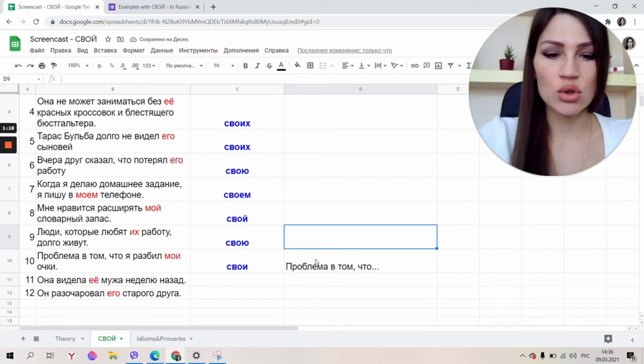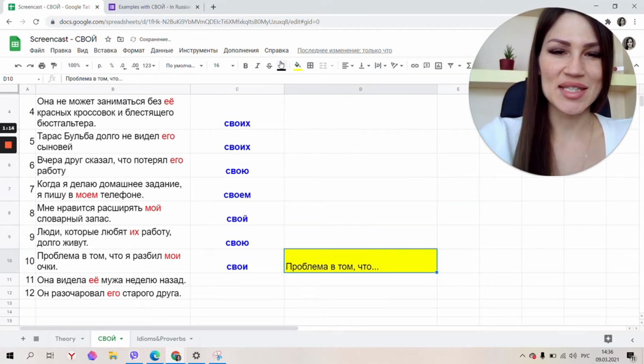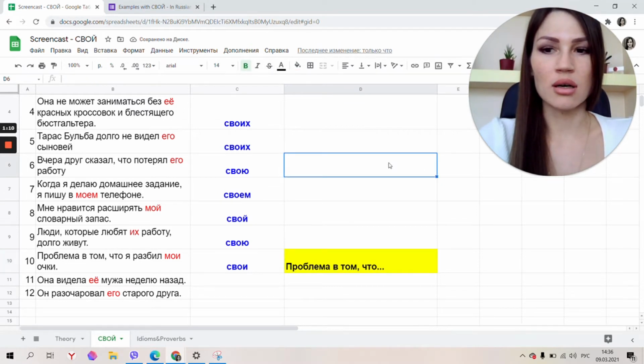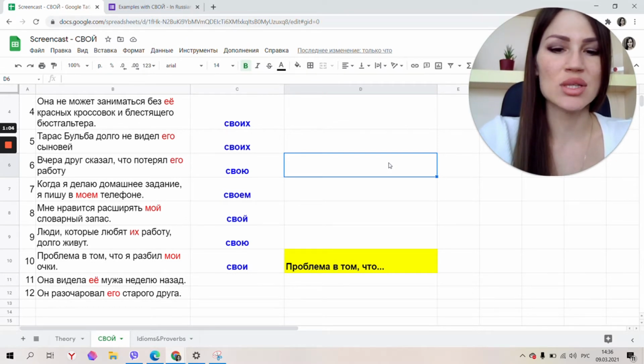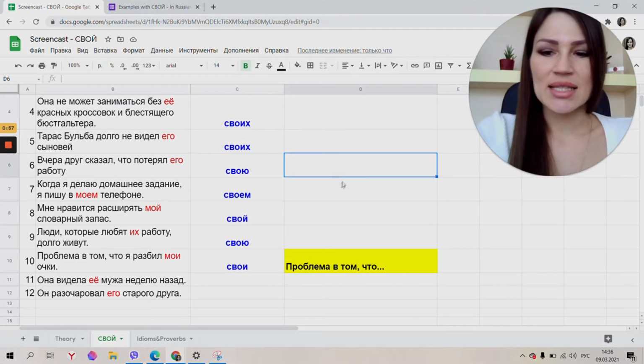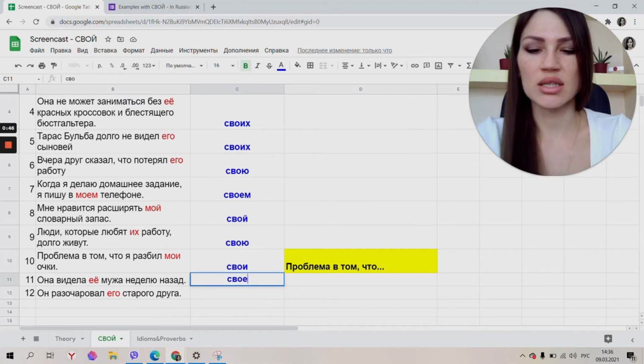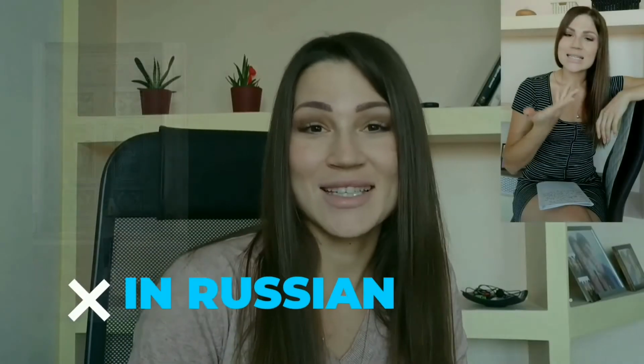And take a look. Проблема в том, что I make it yellow. So it is the phrase you can use for any situation, right? So the problem is that. Проблема в том, что. Literally we say the problem is in that blah blah blah. 11. Она видела ее мужа неделю назад. Она видела своего мужа неделю назад.